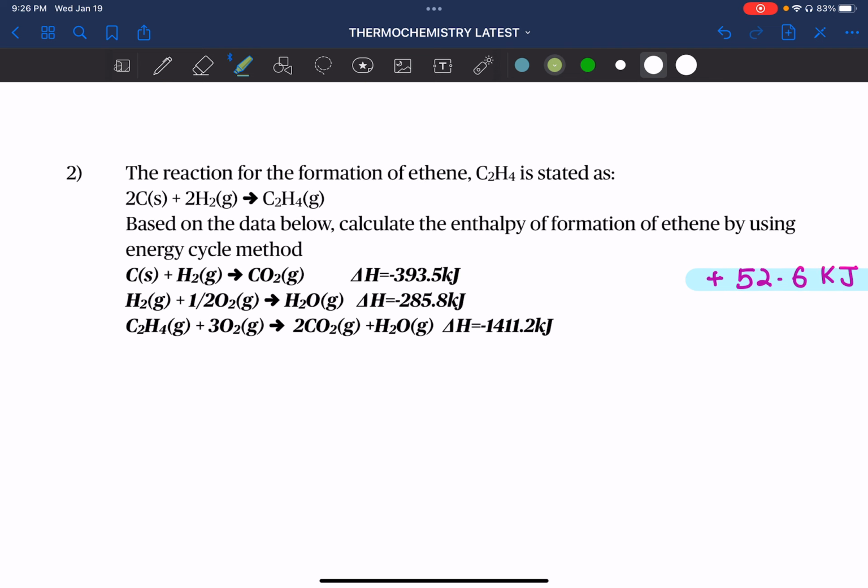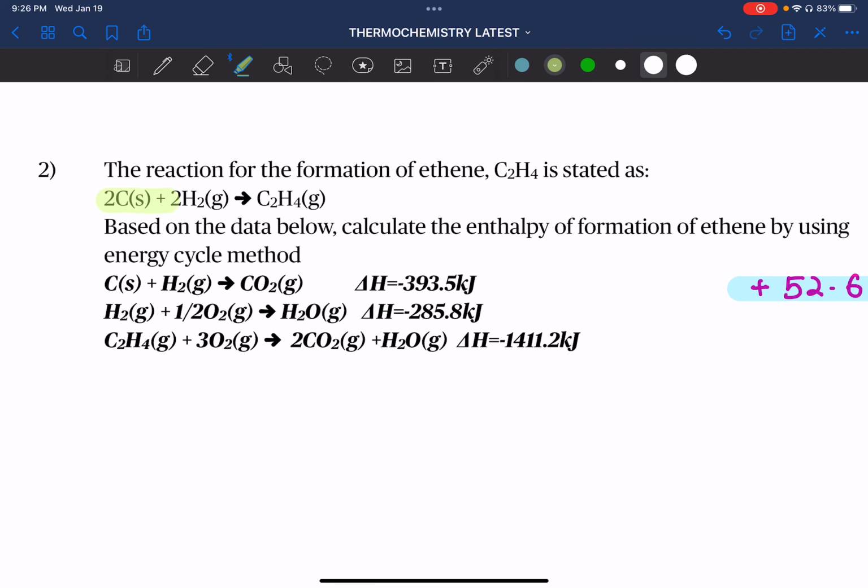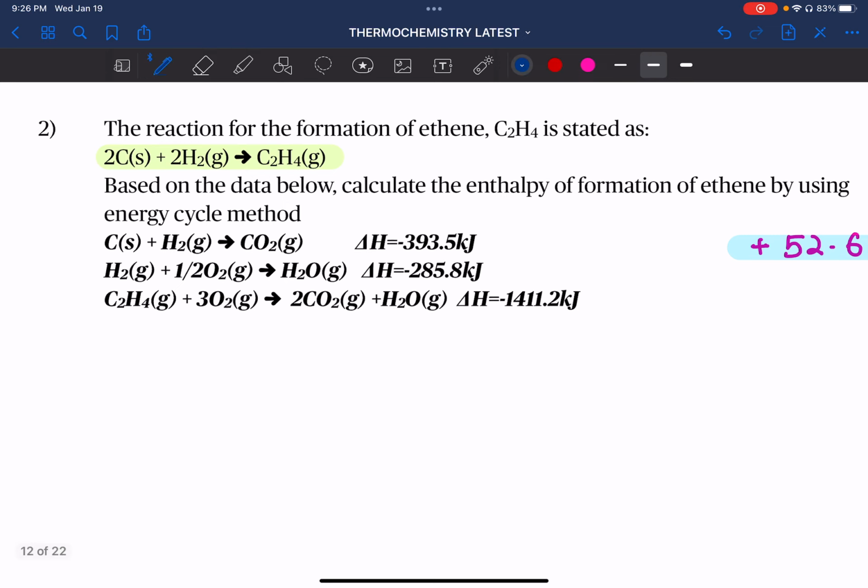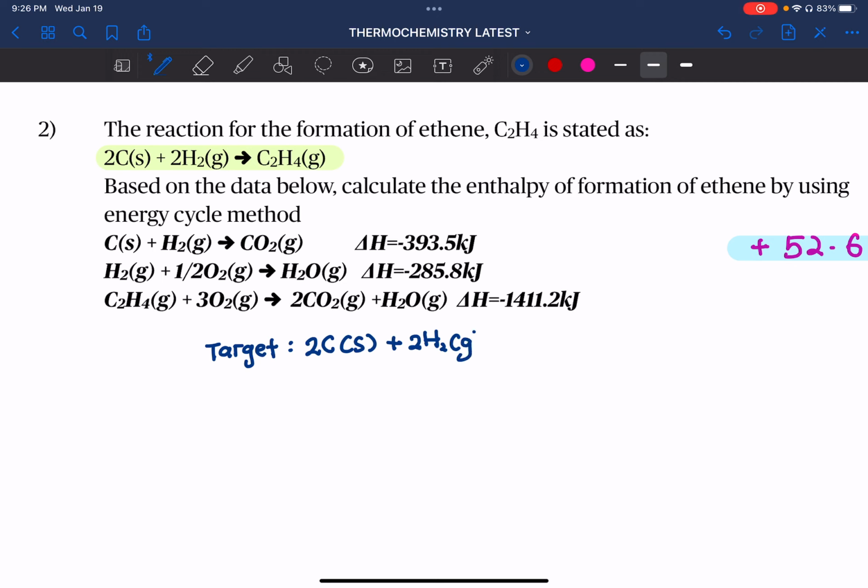The reaction for the formation of 18 is stated as here. Based on the data below, calculate the enthalpy of formation of 18. So dia nak enthalpy of formation of 18. So first, you tulis dulu your target. Kita punya target equation adalah equation formation of 18. So soalan dah bagi dah. Kadang-kadang soalan tak bagi tau kita punya target equation. So basically, this is what we want to find out.